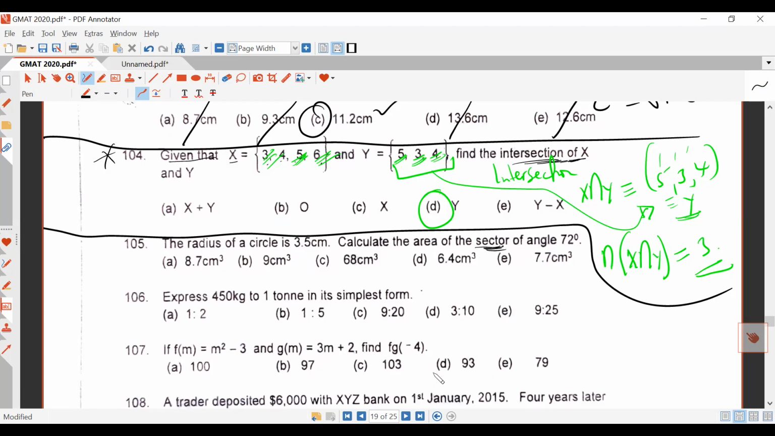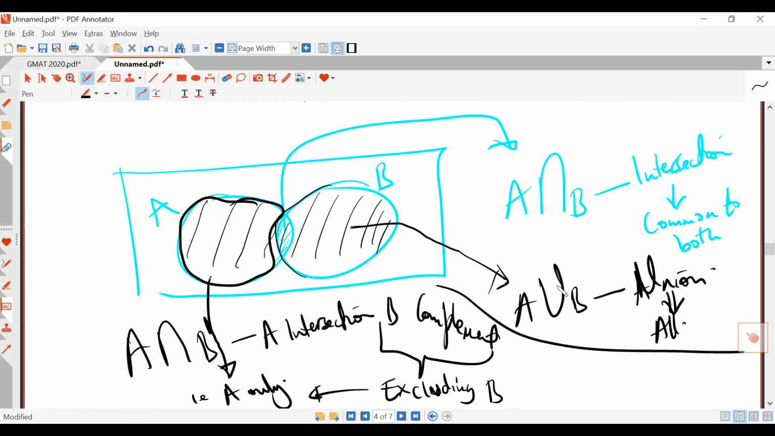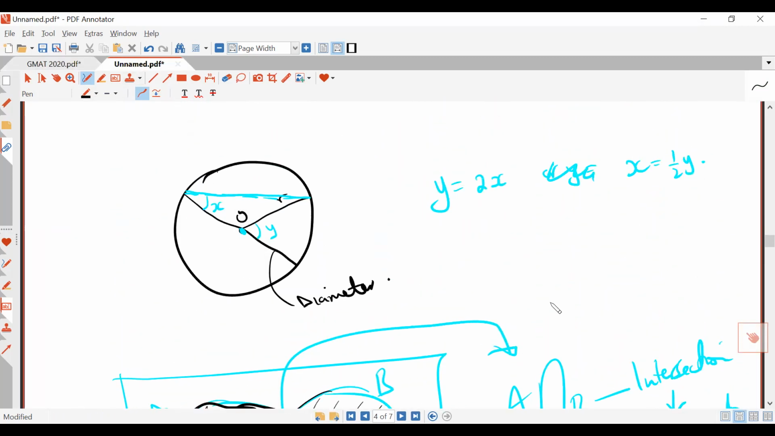What is a sector? Going back to our circle here. A sector. Let me just draw this, try this one here. And then I have this one as my radius here. So this region here is what you call a sector.